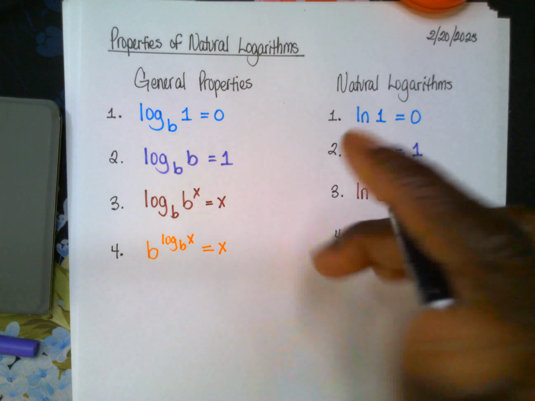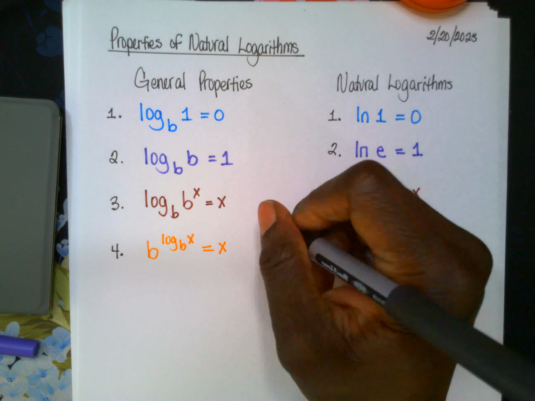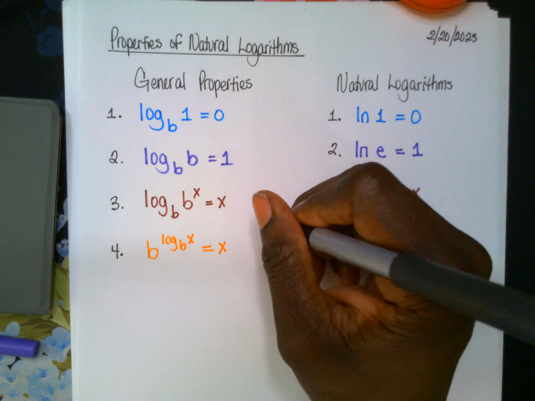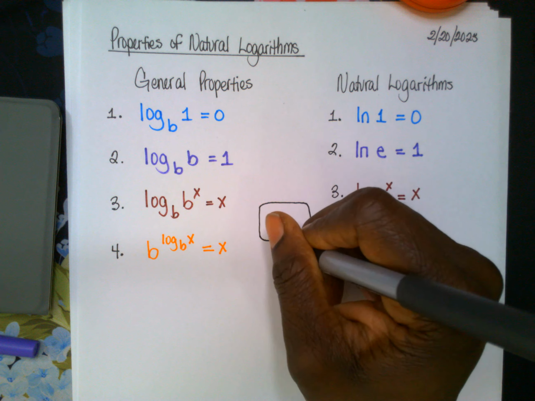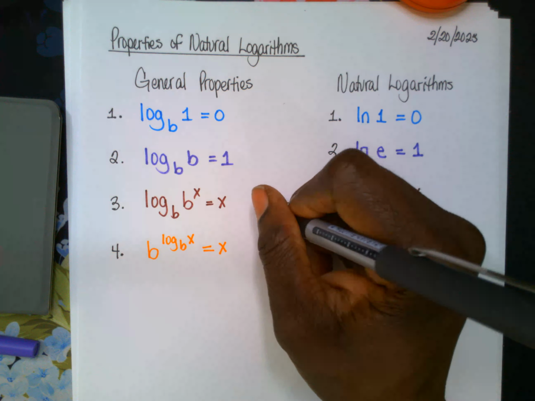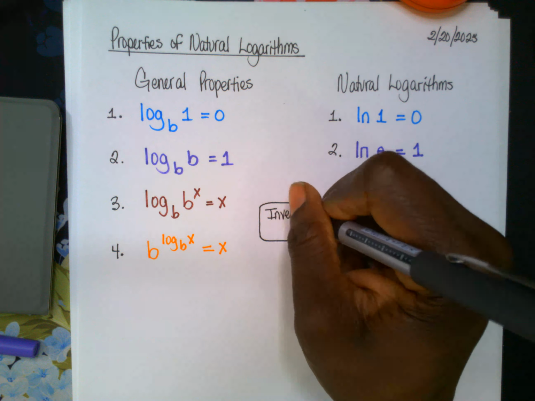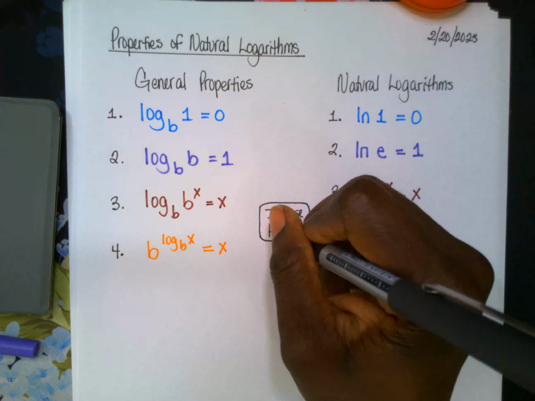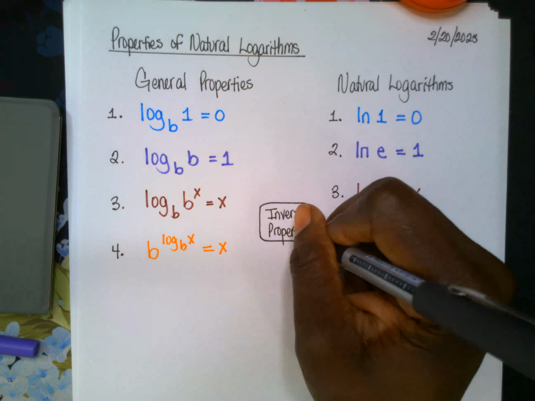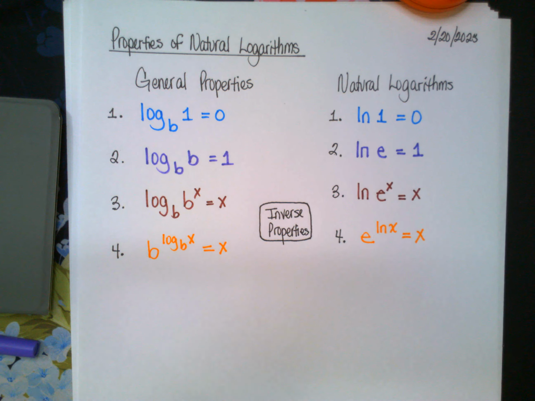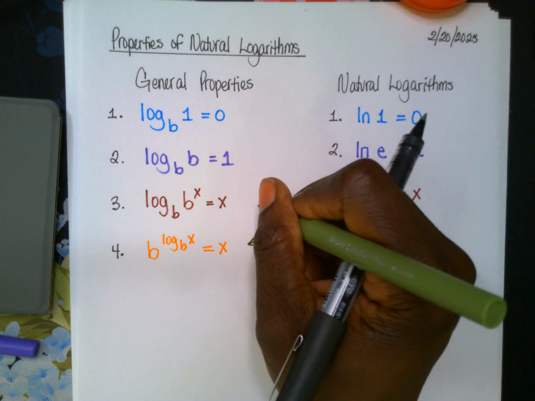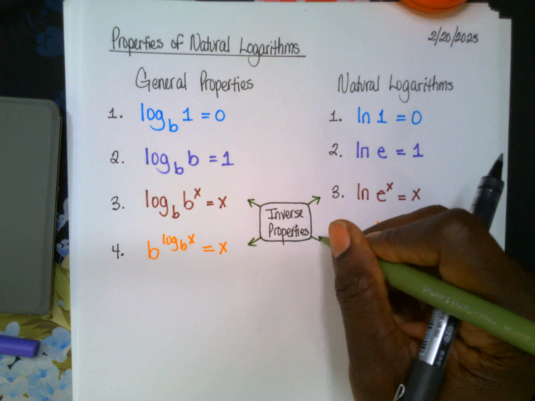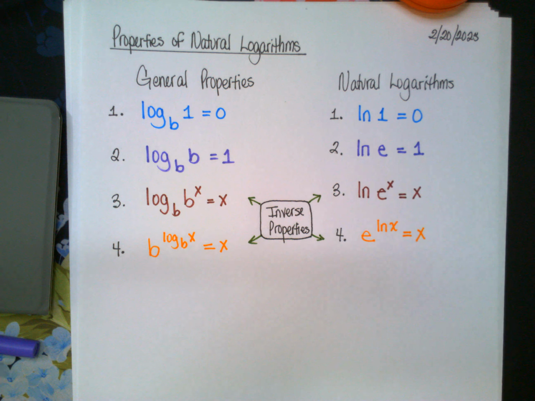So these are called inverse properties. I'll make a little thing like this, like I made in the last chart, and we call this inverse properties. I'm going to draw my arrows out just like this. Those are called inverse properties.